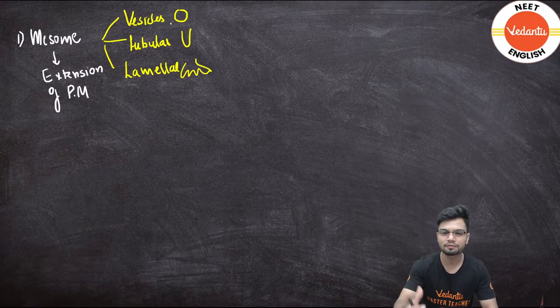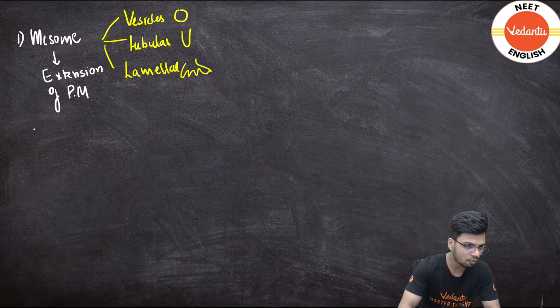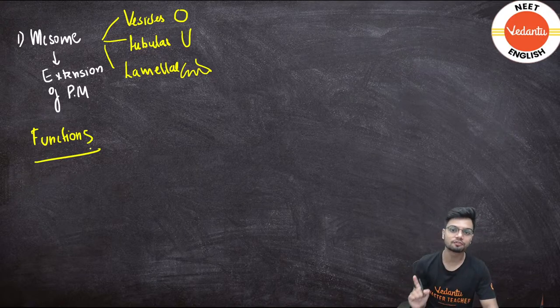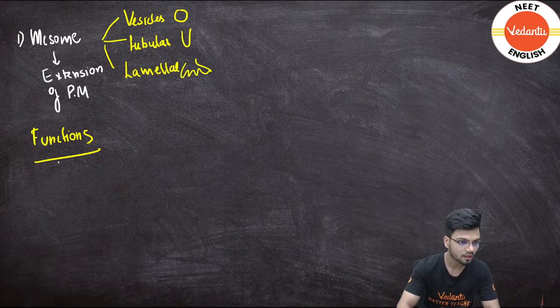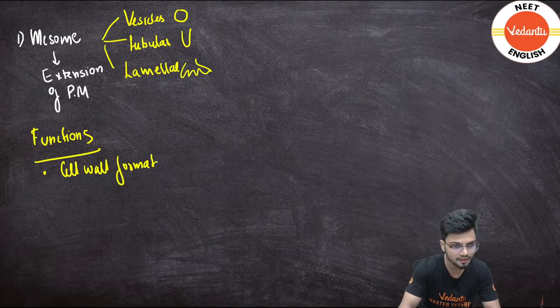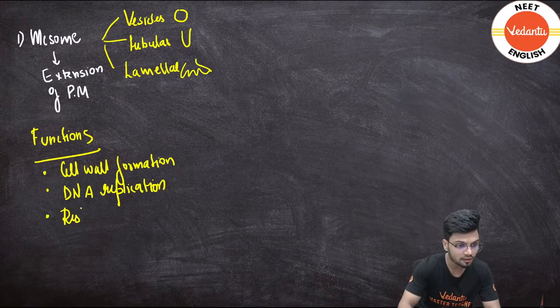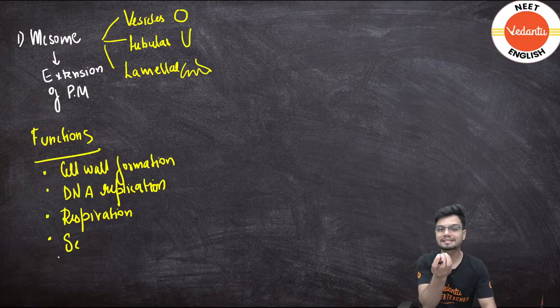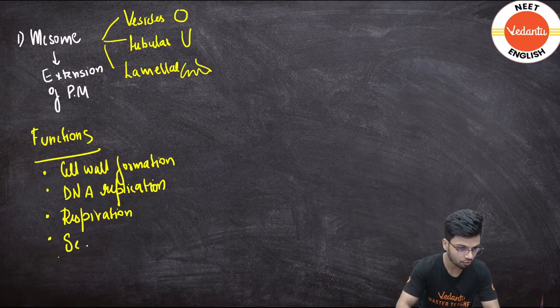Tubular is seen in different types of cells. Then we have laminae. Now, what are the functions of your mesosomes? Now, this is where the question will come from. So, what are the functions of your mesosome? The first main function of your mesosome is that it is involved in cell wall formation. Yes, it is involved in the cell wall formation. It is also involved in DNA replication. Yes, it is also involved in respiration. Now, this mesosome can also become secretory. That is, it can secrete. It is also involved in the secretion process.